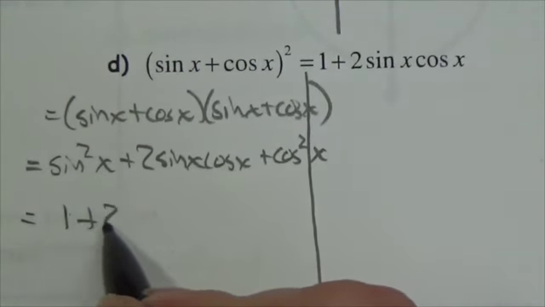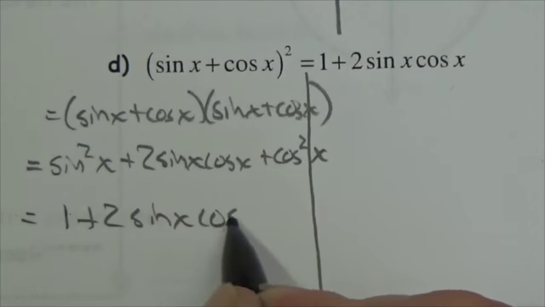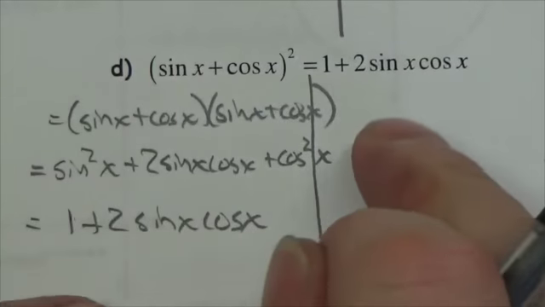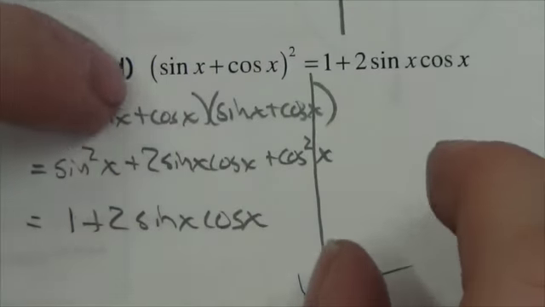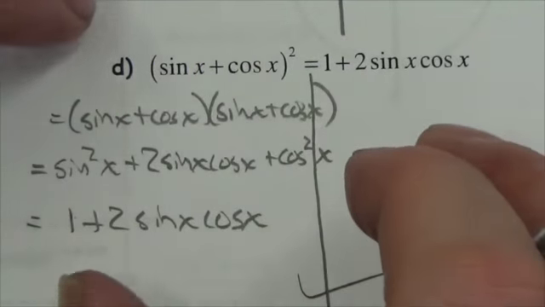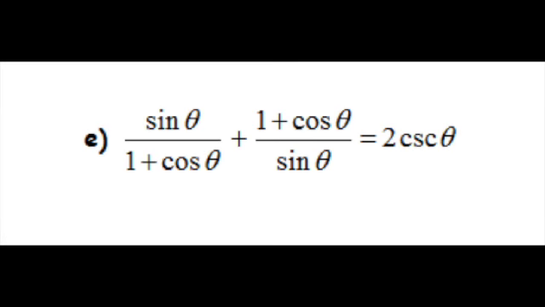So that's 1 plus 2 sine x cos x. But that's exactly what was on the other side of the equation. So I've been able to show that, again, independent of each other, the two sides of this expression are equal to the same thing. Next: the sine of theta divided by 1 plus the cosine of theta, plus 1 plus the cosine of theta divided by the sine of theta, is equal to 2 times the cosecant of theta.